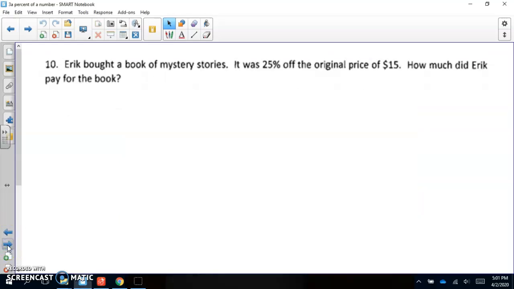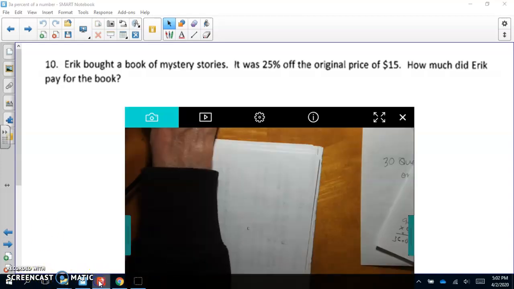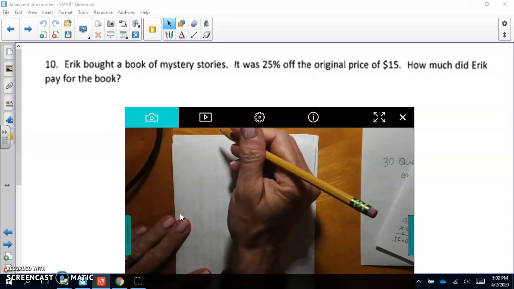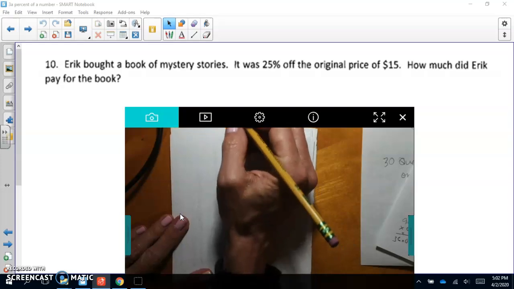All right, next one is number 10. Here we go. Number 10. Eric bought a book at a mystery series. It was 25% off of the original price of $15. How much did Eric pay for the book?